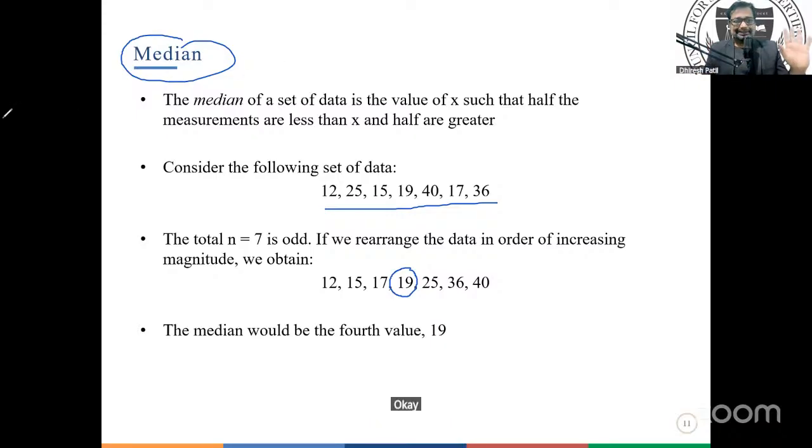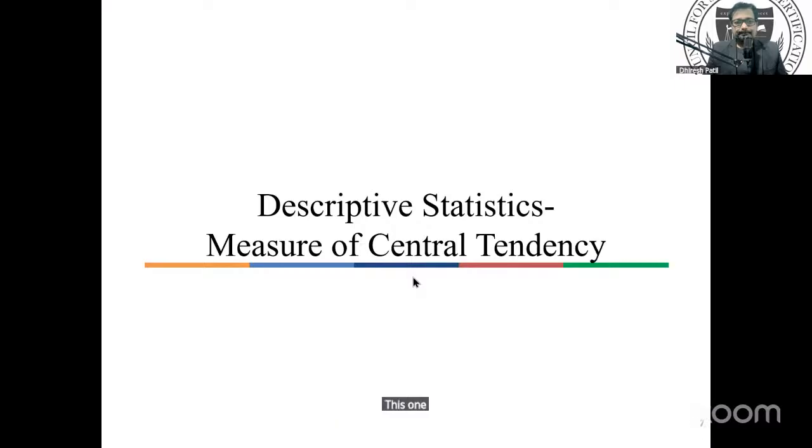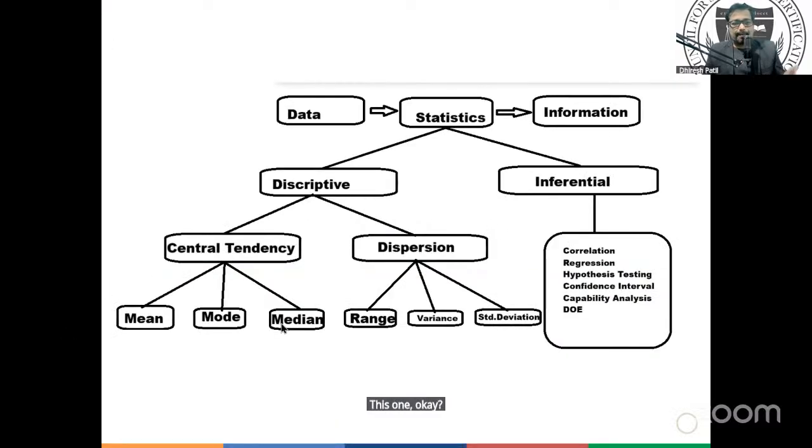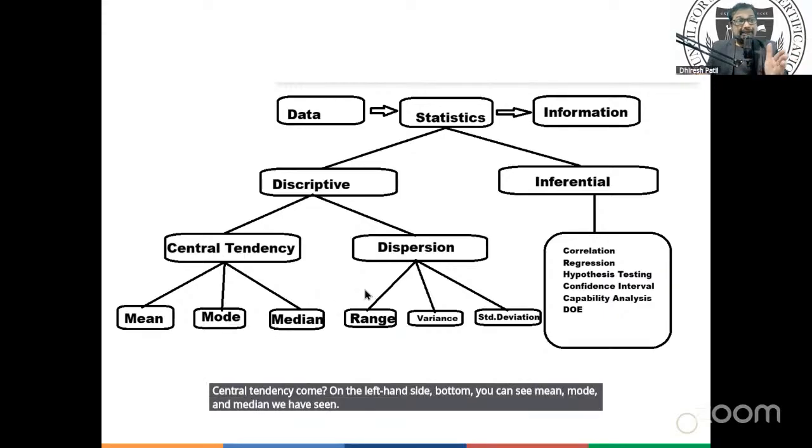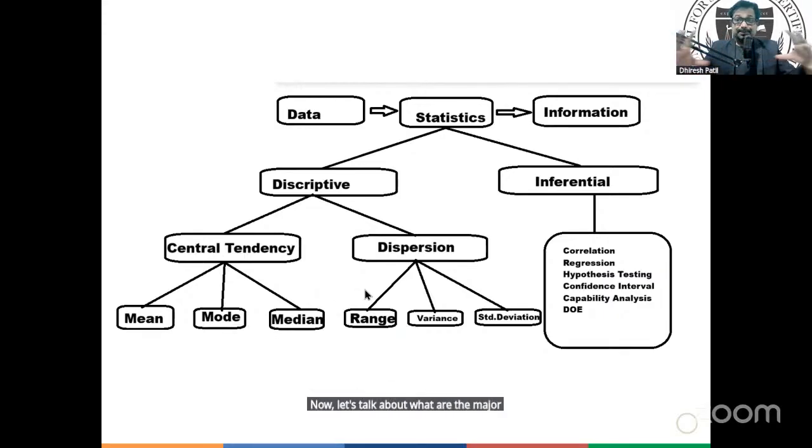Okay. Basics are clear. Very good. Now, what we have seen is this one. Central tendency curve. On the left hand side bottom, you can see mean, mode, and median we have seen. Now let's talk about the measures of dispersion, which are range, variance, and standard deviation. Let's have a look at them.